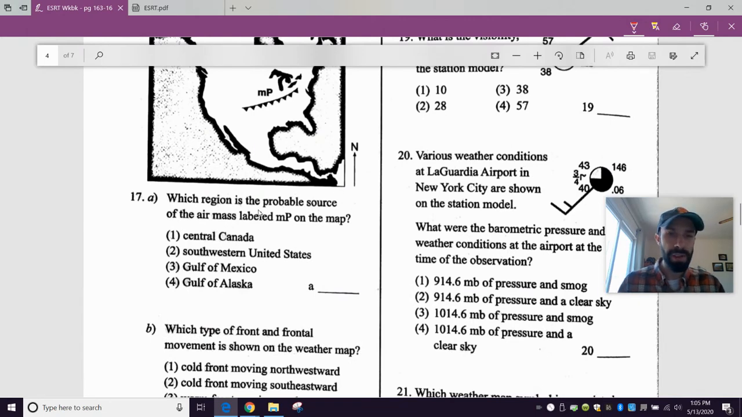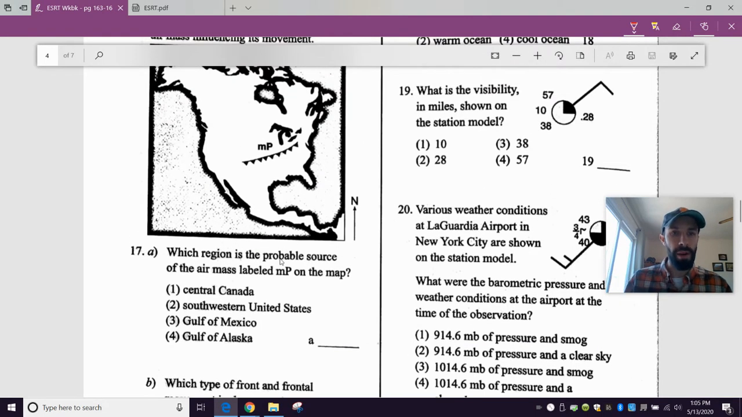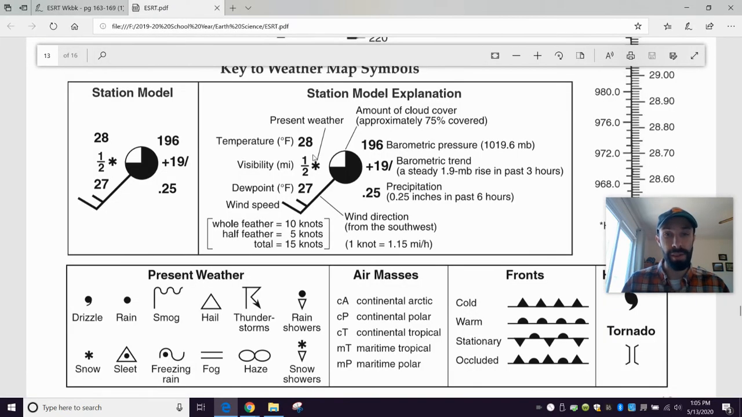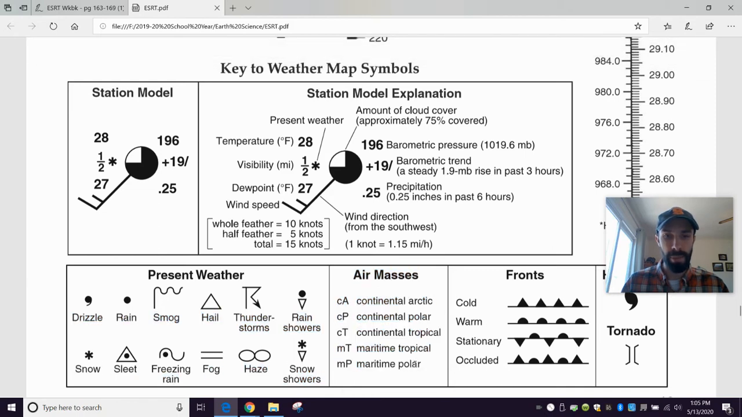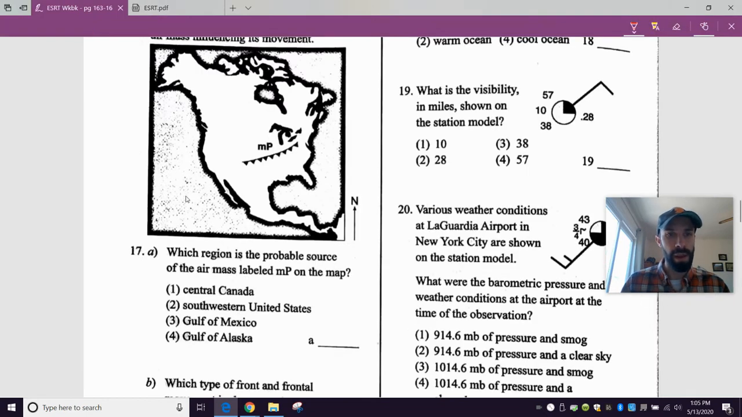So number 17A is a question about air masses. And you'll see that the one is labeled MP right here. Now, if you forget what MP stands for, no worries, because it tells you right here in your reference table that MP stands for maritime polar. So what does maritime mean, and what does polar mean? Well, polar, I think you can probably guess, means cold. Okay, so it's a cold region.